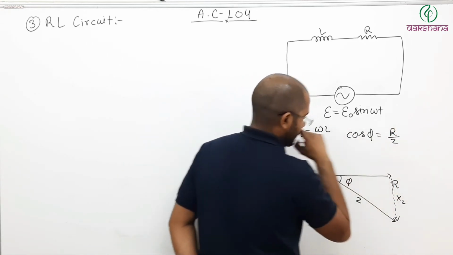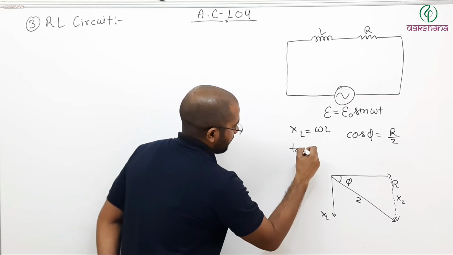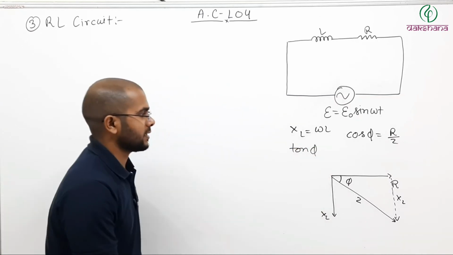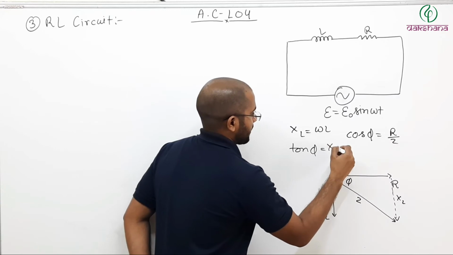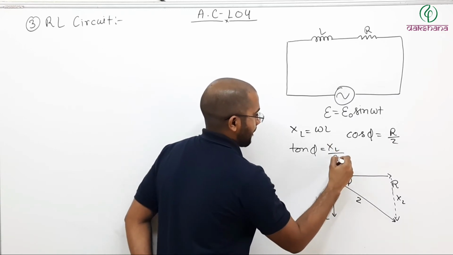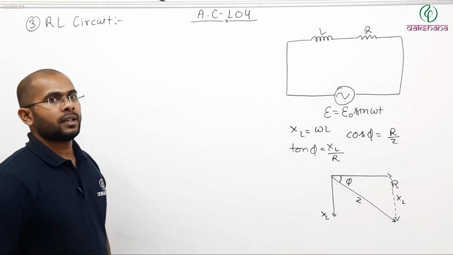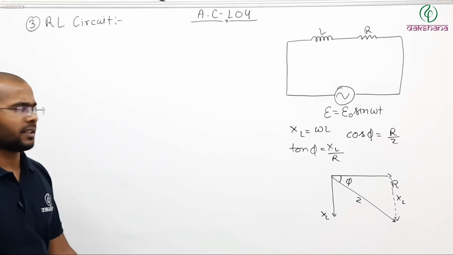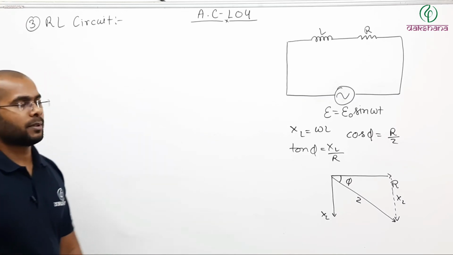Cos phi is R by Z, and tan phi, how do you know phi? Phi is nothing but XL by R, like this. Or since it is negative, you can write minus XL, no problem. So the value will remain the same.